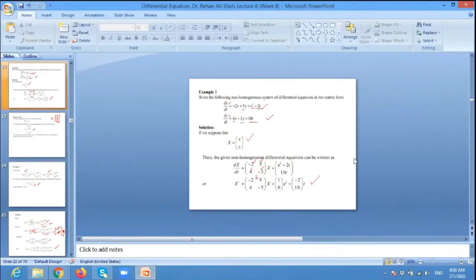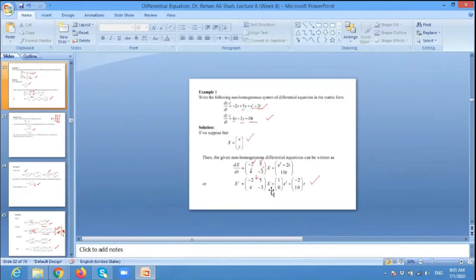So what is x dash? X dash is actually dx by dt. What is A? A is actually the coefficient matrix of x and y, that is minus 2, 5 and 4, minus 3. X is x, y. What is f of t? F of t is e^t minus 2t and 10t. Clear?